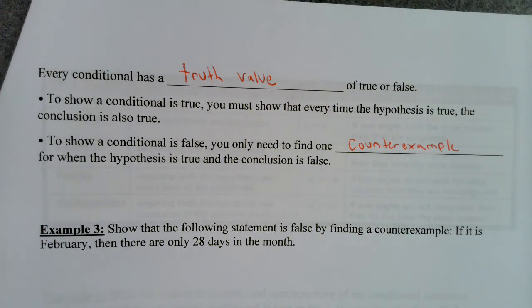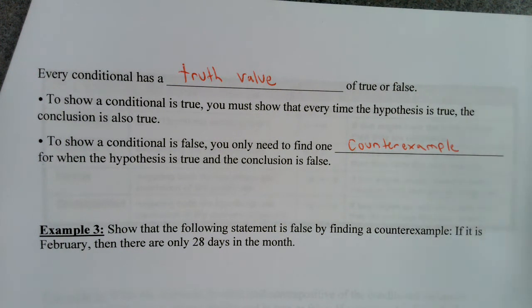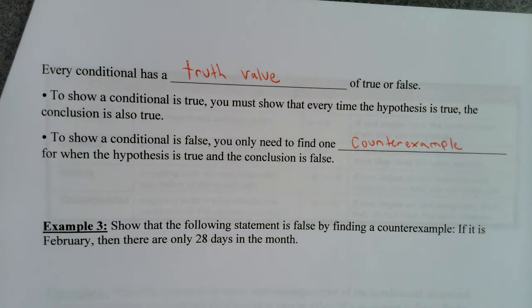But when the hypothesis is true, the conclusion is false. Okay? You only need one counterexample. If it's not true every single time, then it's false. It has to be true every single time. So you only need one counterexample to disprove a conditional statement.